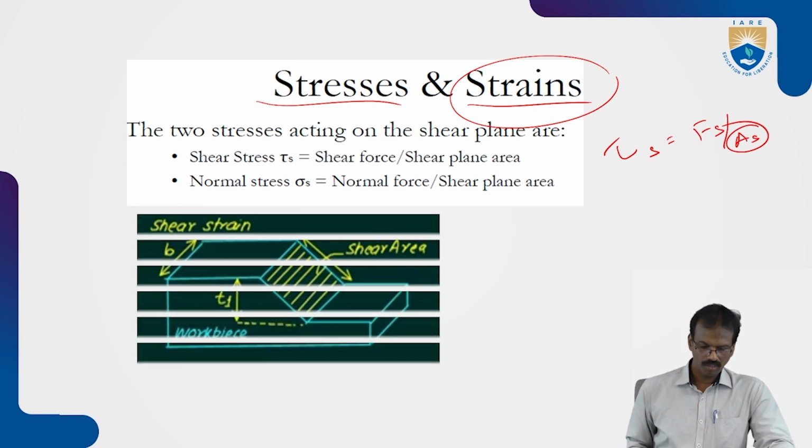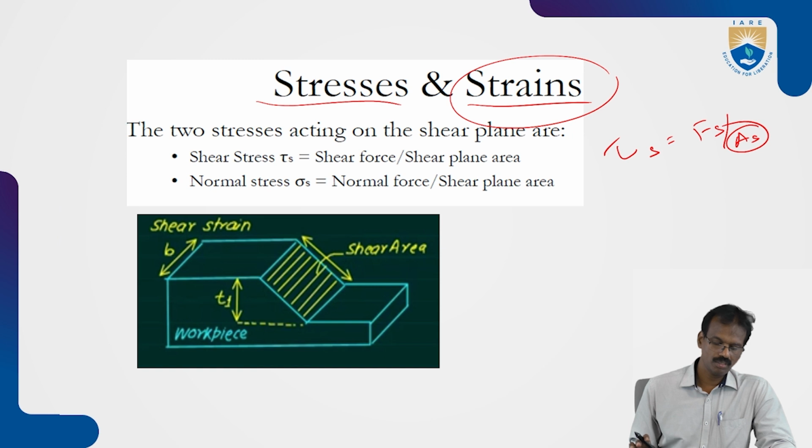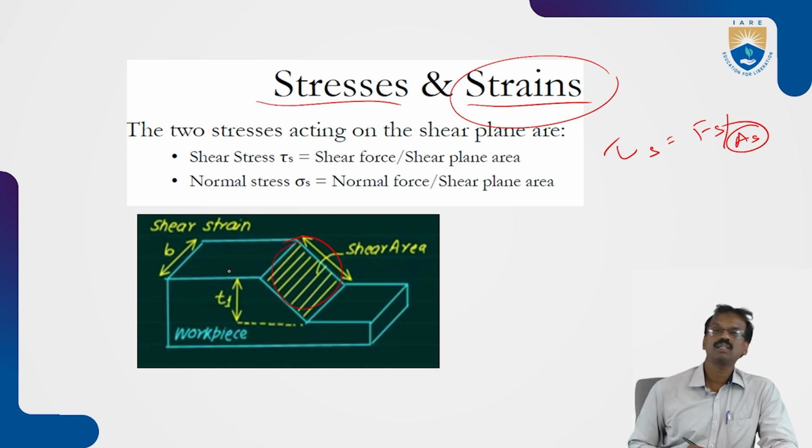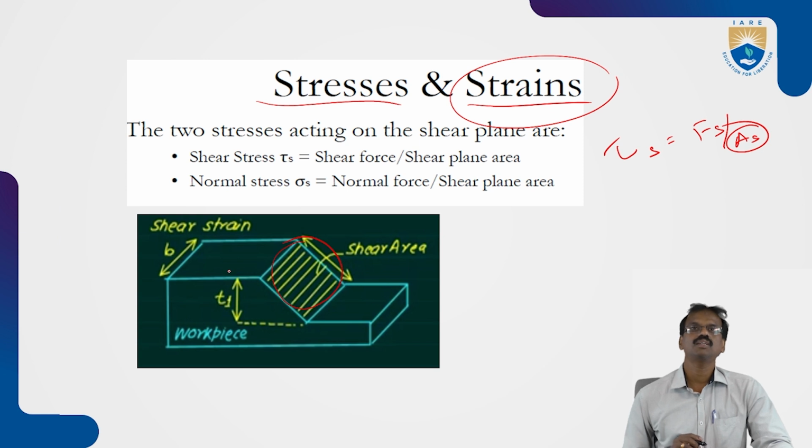Okay, so here it is just the machining process by single point cutting tool, orthogonal cutting. You know this one. So the tool is moving like this. Okay, so then this will be the shear area. How to find out the shear area? We'll see.